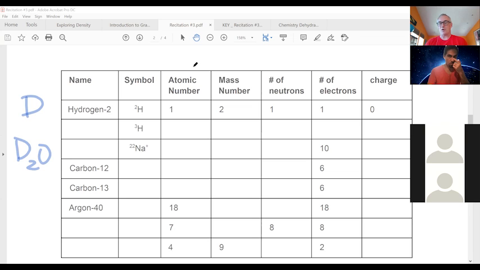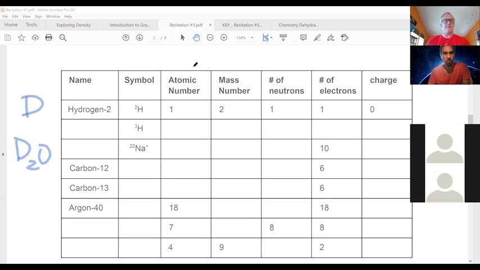Also known as what kind of water? Is it distilled water? Nope. Heavy water. Yep. So when you hear about heavy water in nuclear reactors, that's what it is. It's deuterium instead of hydrogen.